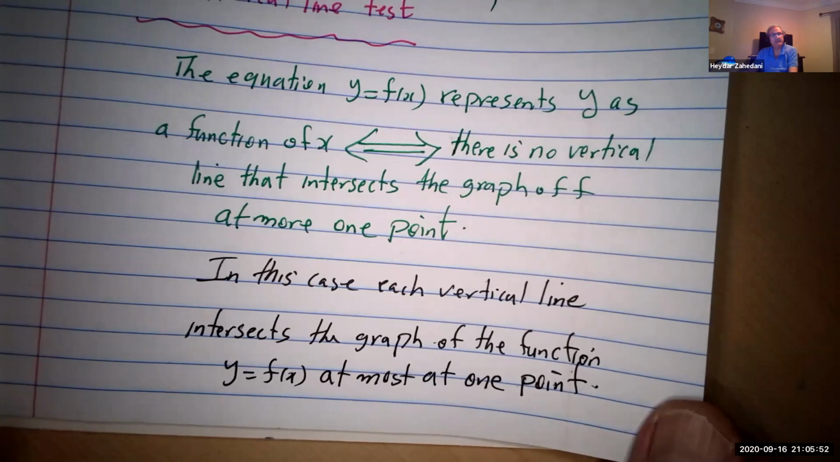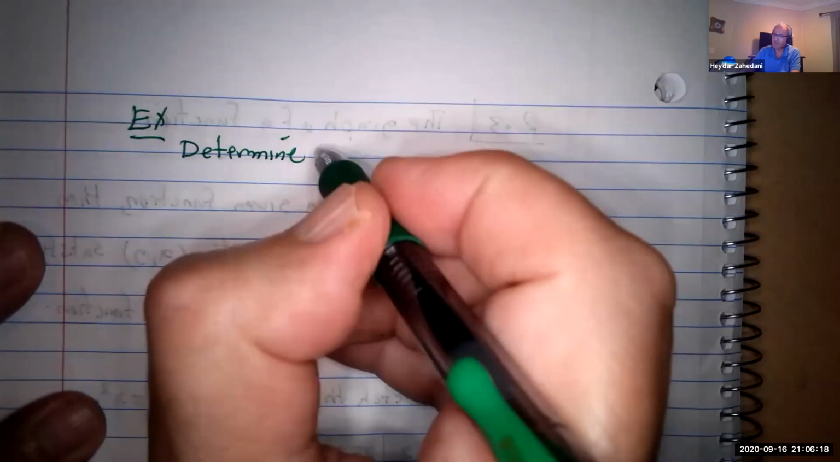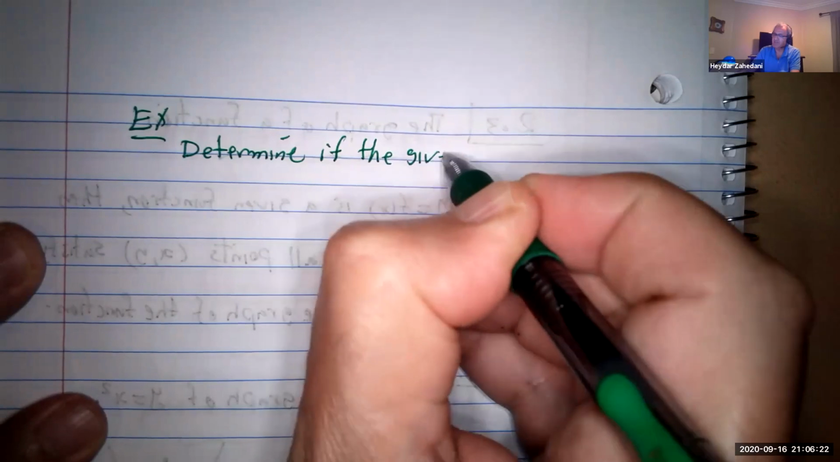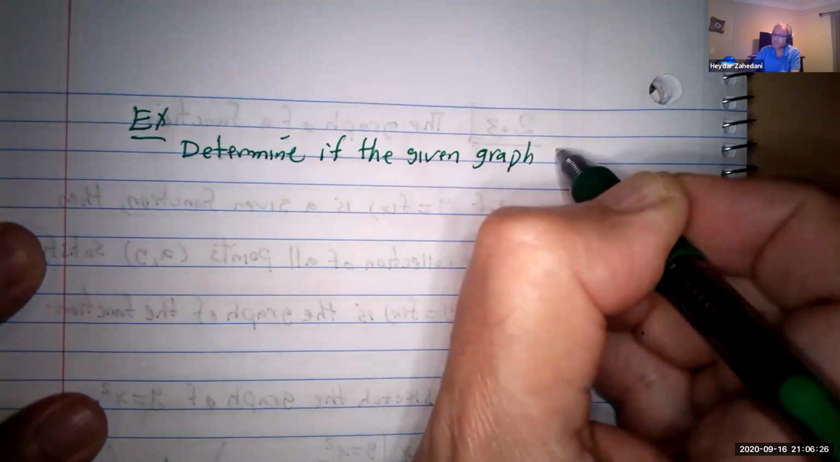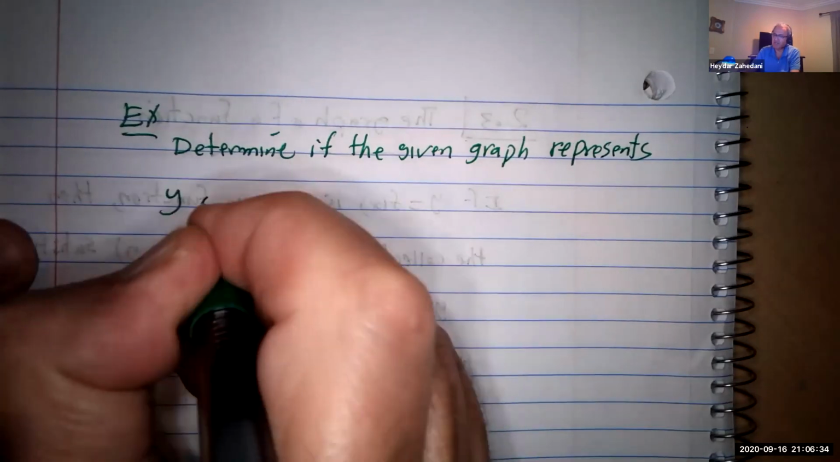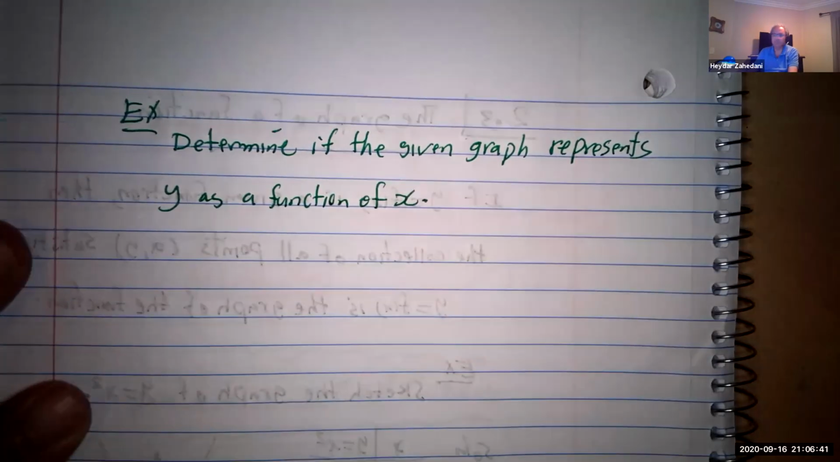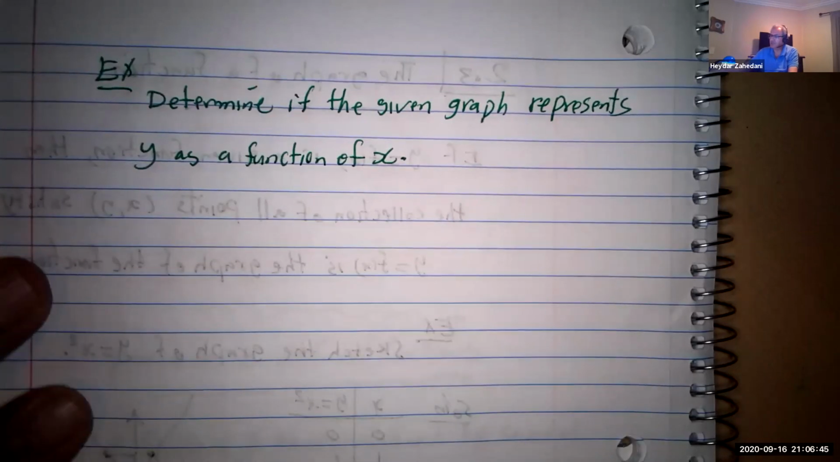So, what's going to be the example? Some graph would be given to you. I won't give you this type of graph, but it's going to be used in the future for other purposes. Easy format: they give you some graph and ask you to determine if the given graph represents y as a function of x. This is the type of question that we have. Just check those vertical lines. You see the first one.